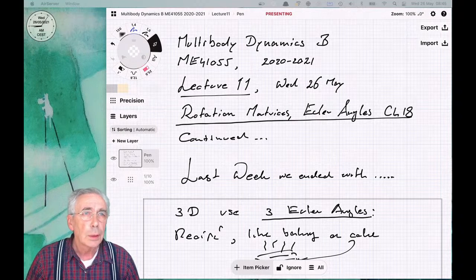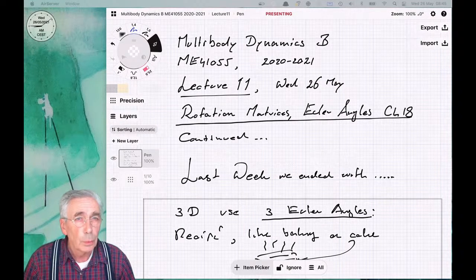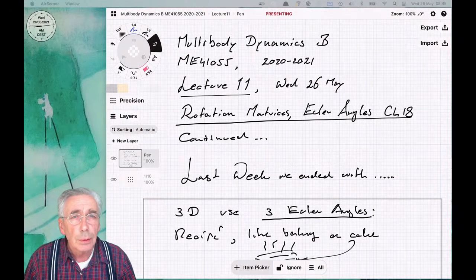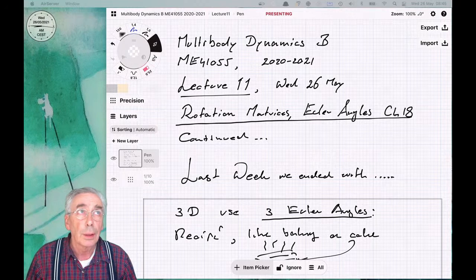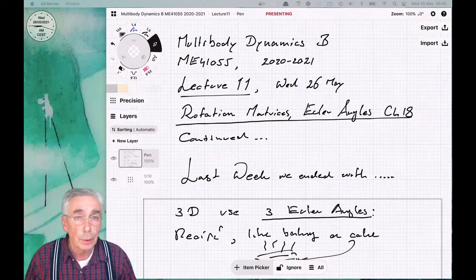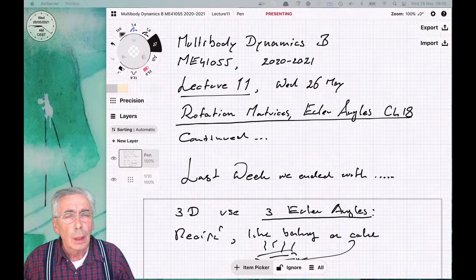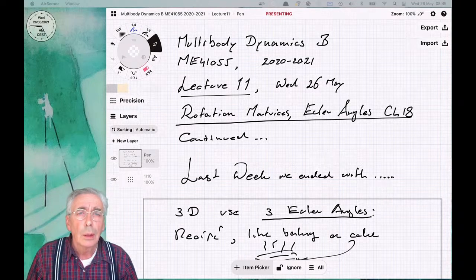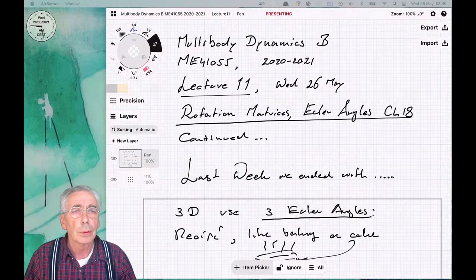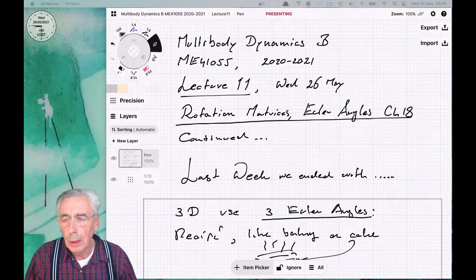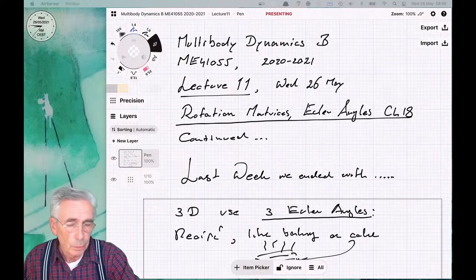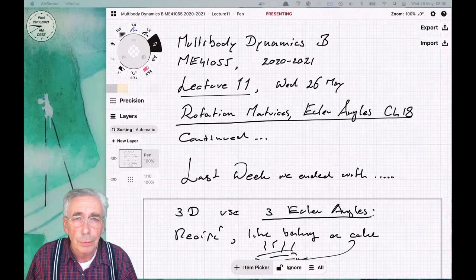Okay, it's 8:45 on a Wednesday, May 26. It's lecture 11 on multibody dynamics. I think if I look at the schedule, it's the fourth last lecture, right? Today's topic is the continuation of last week: rotation matrices, Euler angles, and maybe a little bit about Euler parameters, but I'm only going to point out where it is in the book, and that's then for you to read by yourself.